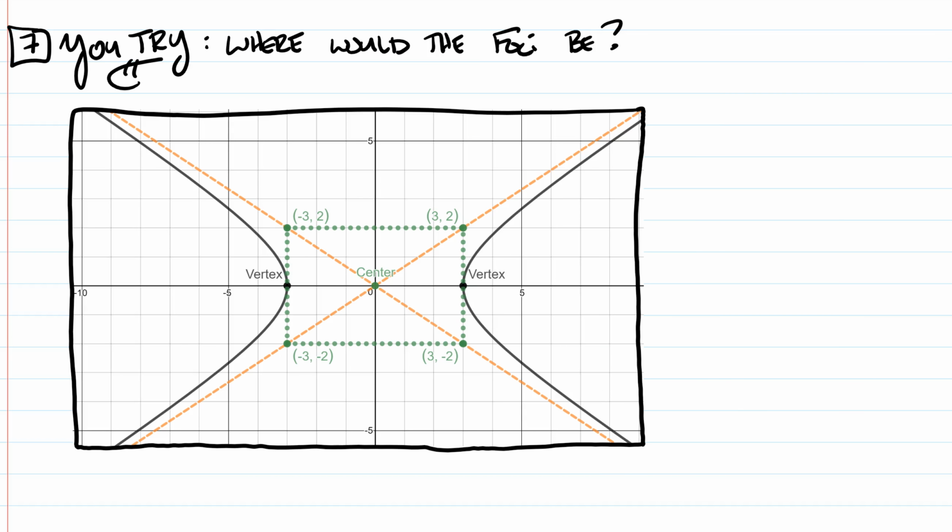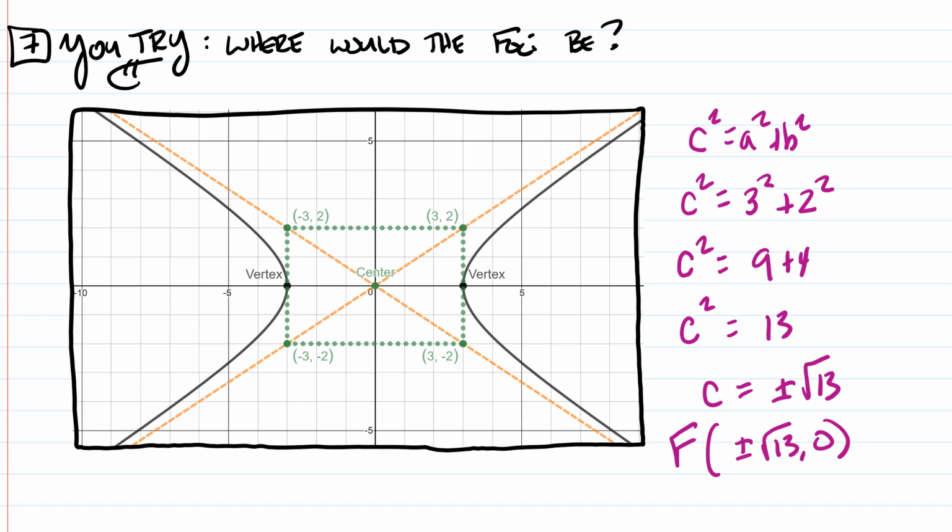Okay, then lastly, tell me where the focal points would have to be for the same hyperbola that was in the last box. Where would the focal points have to be? So I'm looking for an XY location of the focal points here. So remember that c squared is equal to a squared plus b squared. So therefore, c squared is going to be 3 squared plus 2 squared, or 9 plus 4. So 13. So square root of 13 is going to be the value of c. So therefore my focal points are at plus or minus root 13 comma 0, which is around this area, focal point, and around that area, focal point.